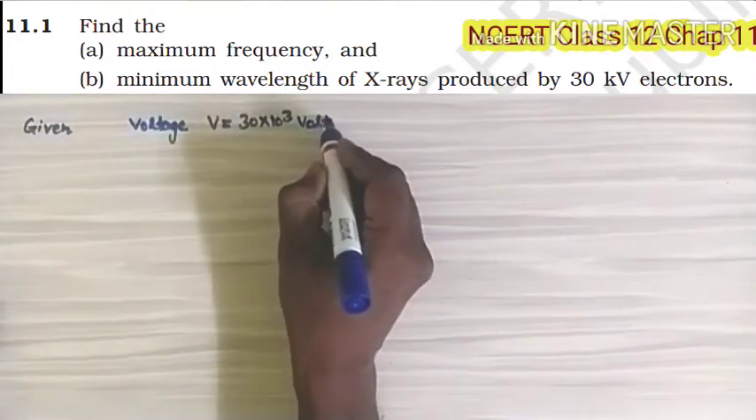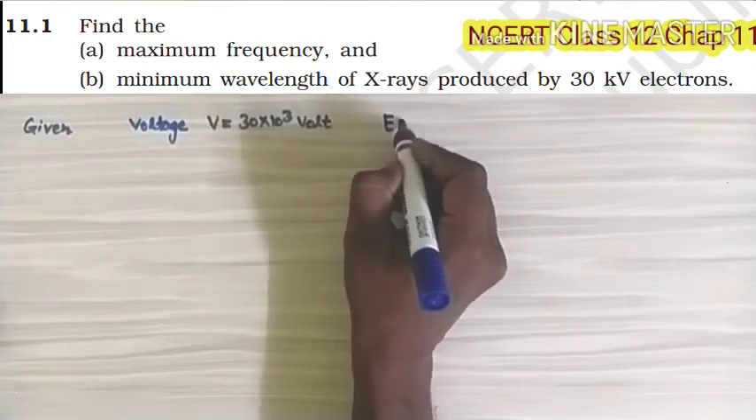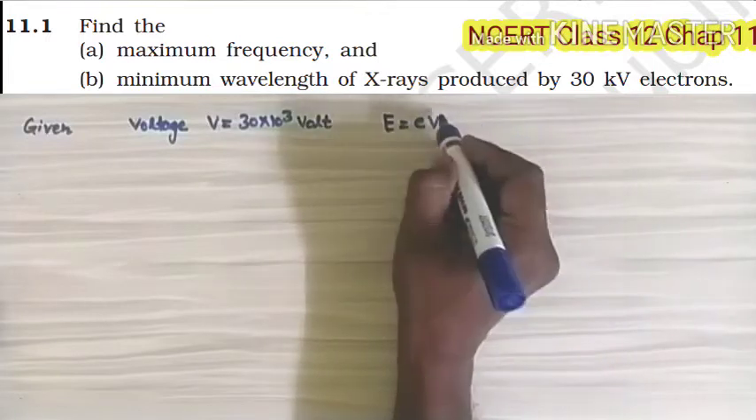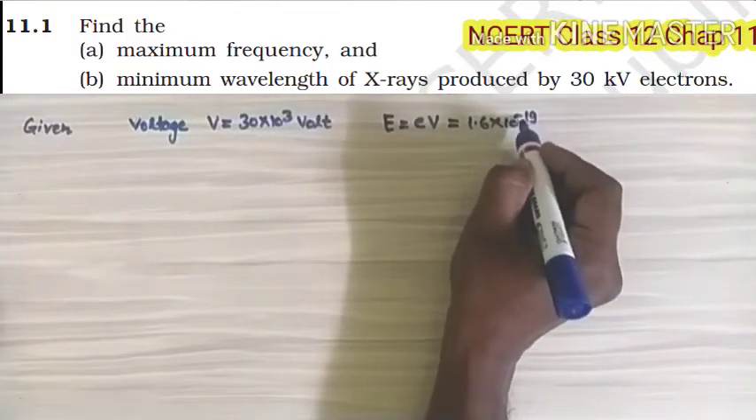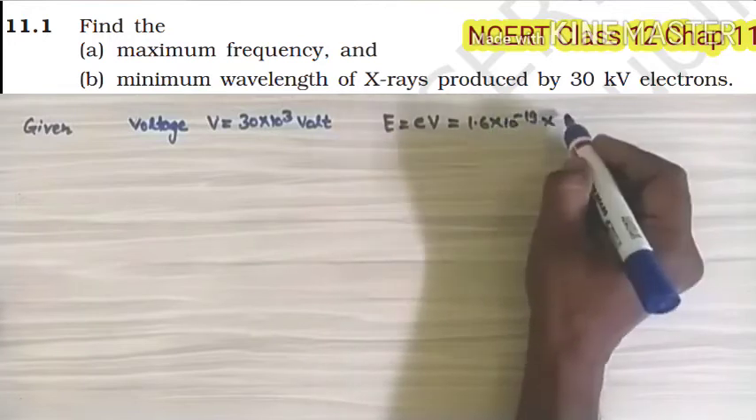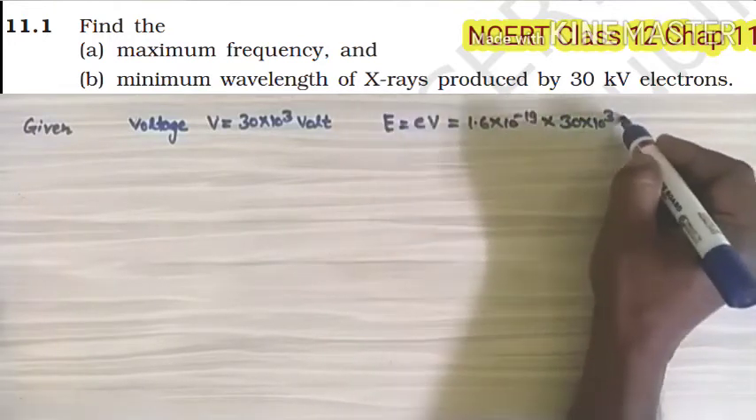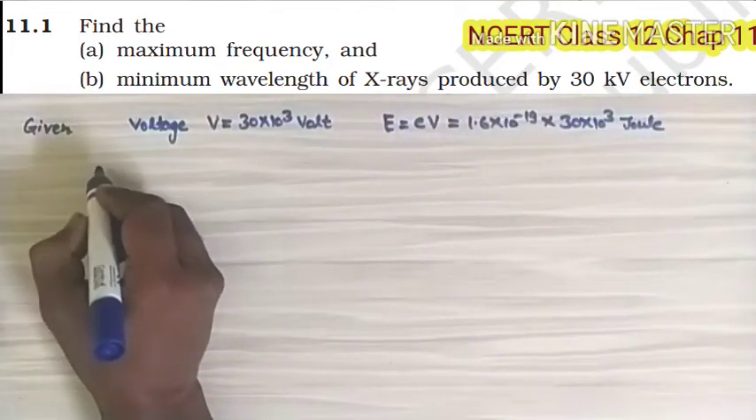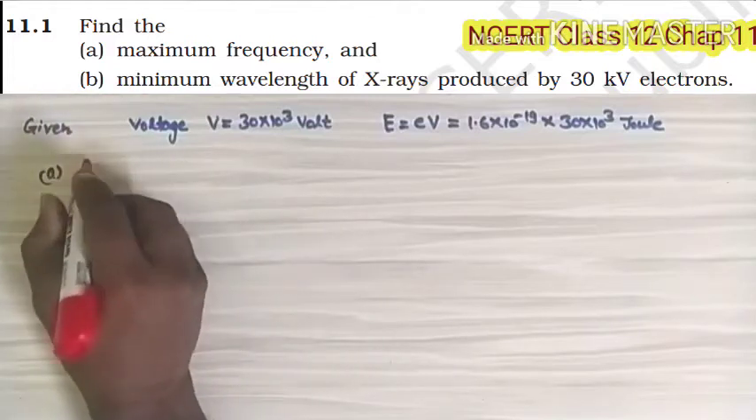So students, the energy exchanged by the produced electrons is eV. Here e is 1.6 × 10 power minus 19, you know, and the voltage is 30 × 10 power 3. So the energy is in joules. The question asks for the maximum frequency.